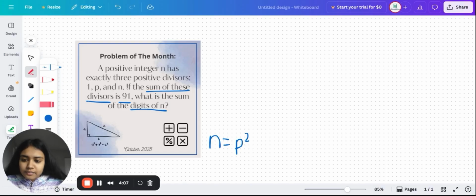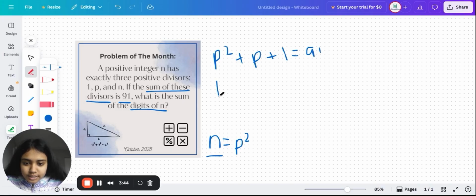Now, we know that the sum of these divisors is 91, and we want to find the sum of the digits of n. So we can make a quadratic equation by writing this, because we know n is p squared, and then our second divisor is p, and then our next one is plus 1. And we know the sum of this is 91. If we simplify this, with our quadratic equation equal to 0 on the right side, we get p squared plus p minus 90 equals 0.